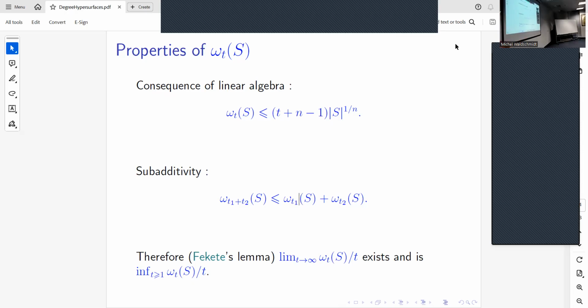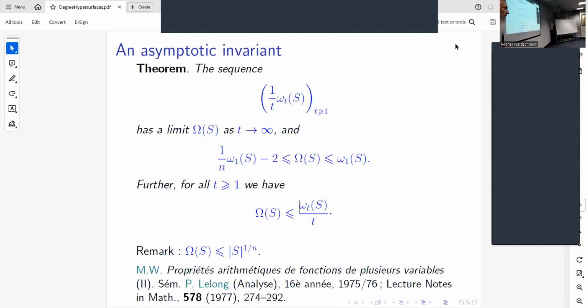Again, you have the additivity, and again, you have the negative lemma because it's one input. And so the limit of omega t over t exists, and it's the infimum of omega t over t. And the main problem is with the bound. And this is the first result which I want to explain.